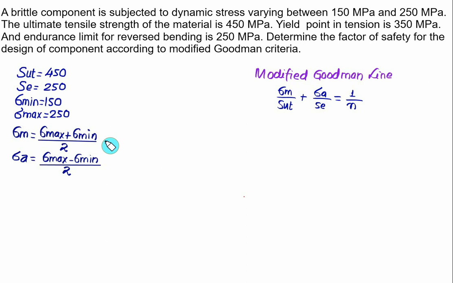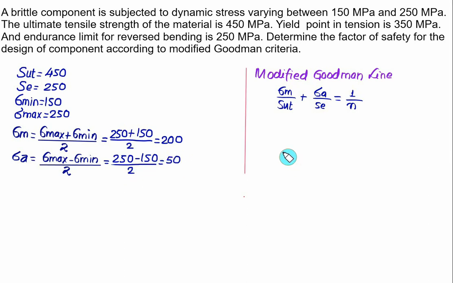So first we calculate the mean stress, which is sigma maximum, 250, plus sigma minimum, 150, so we have a total of 400 divided by 2, that is equal to 200 megapascal. Sigma amplitude is sigma maximum, 250, minus sigma minimum, 150. So 250 minus 150 is 100, divided by 2, that is equal to 50 megapascal.